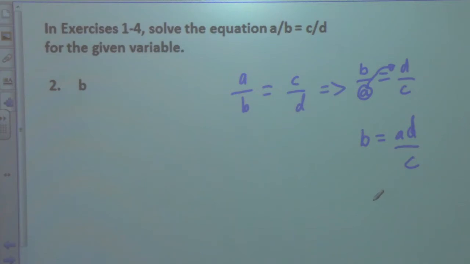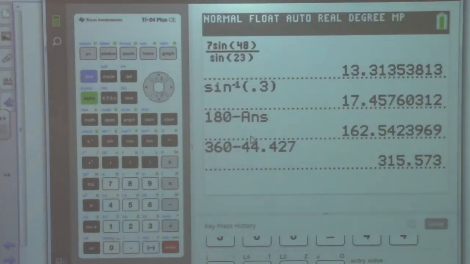Now, it so happens that 3 and 4 are quite similar, only 3 is solving for C and 4 is solving for D, but it's the same type of thing otherwise, right? Now we get to 5 and 6.